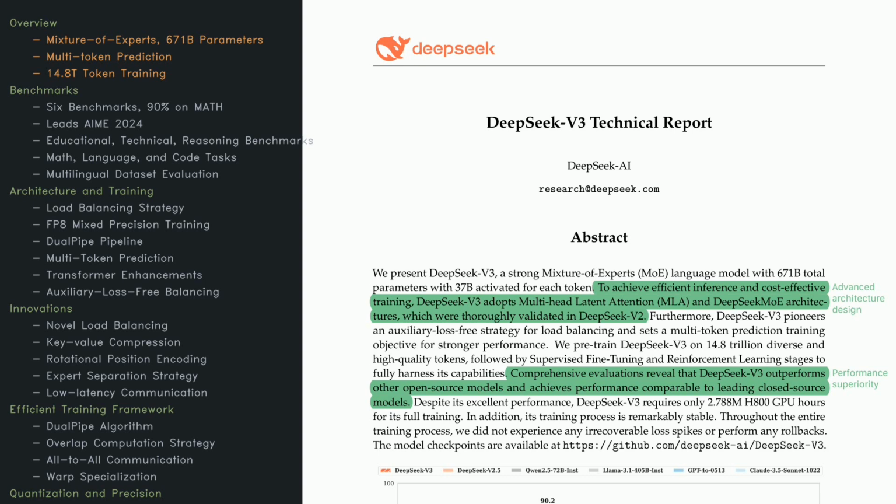It's trained on a massive 14.8 trillion tokens, then goes through fine-tuning and reinforcement learning. All this allows it to excel at a broad range of tasks. Despite its size, it only needs 2.788 million GPU hours to train. Quite practical compared to other similar models. According to the paper, it beats many open-source models and can even rival top proprietary systems.